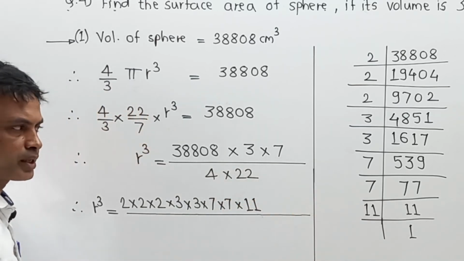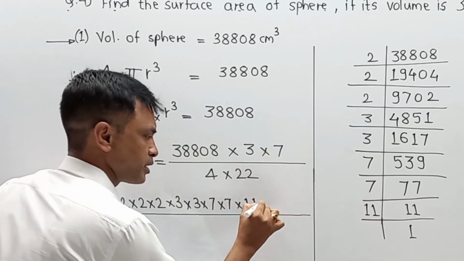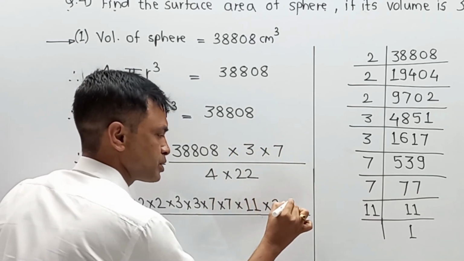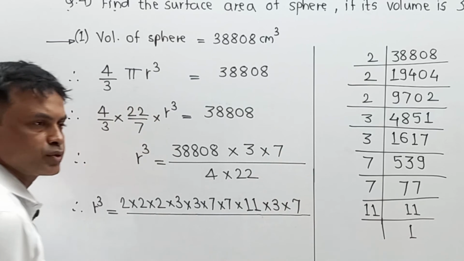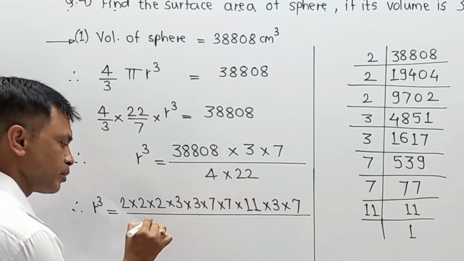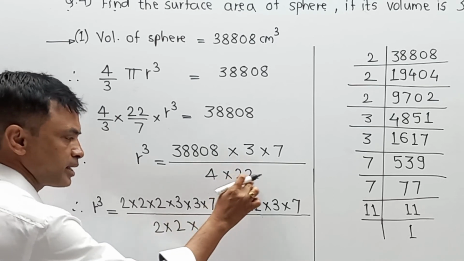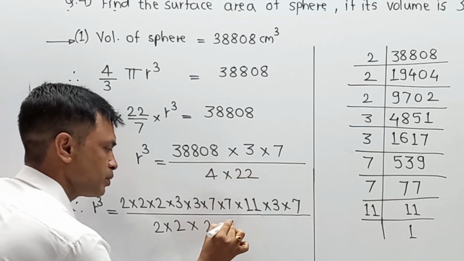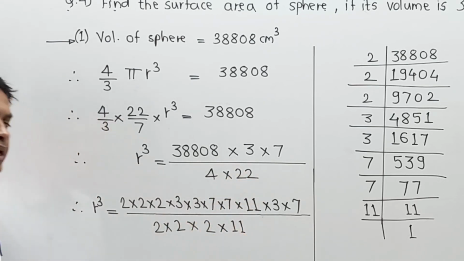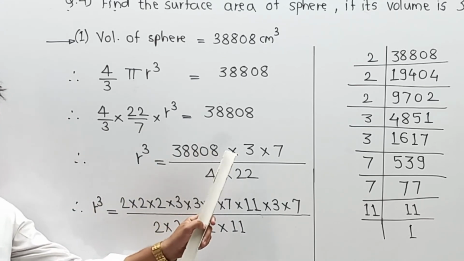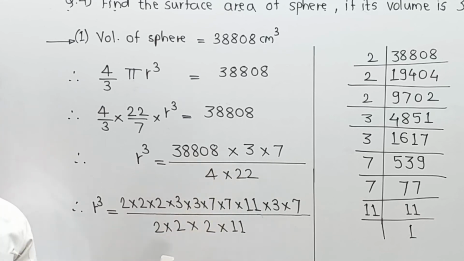This is the first part. Again 3 into 3 is connected over here, so 3 into 7, 3 into 7 as usual. And this 4, I am going to split as 2 into 2. And this 22, I am going to write as 2 into 11. Now remember, this is the entire split up of 38,808 and 37422 that we can directly split by verbal calculation.